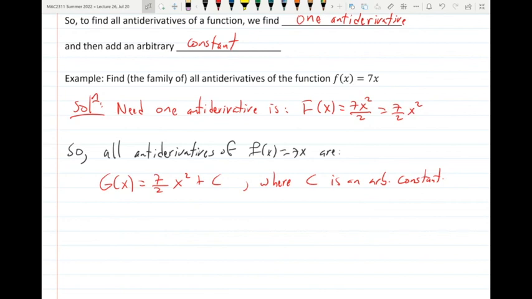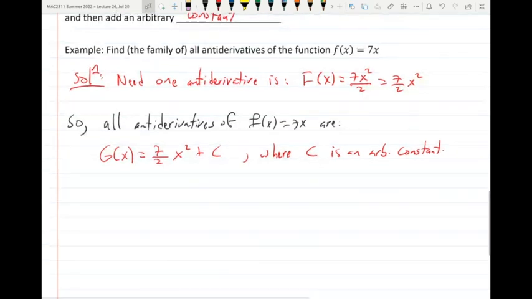Well, similarly, we have a notation for this statement, find all antiderivatives of the following function. There's a way to write this down, okay? The way that we write that is we use a symbol that we call an integral symbol. It's called an integral.